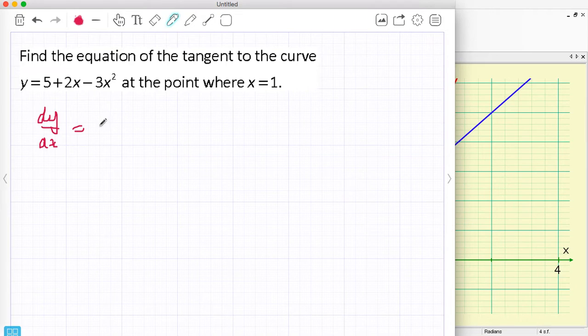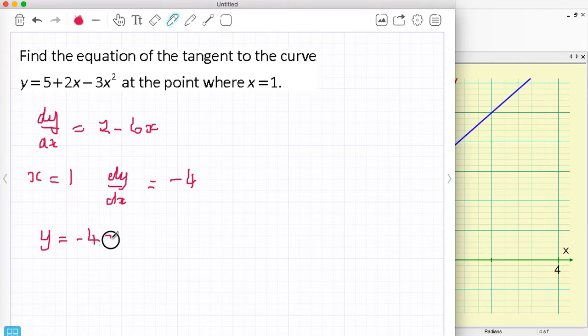5, 2 minus 6x. Put 1 in. And when 1 goes in, I get minus 4. 2 take away 6 is minus 4. So far I've got my equation: y equals minus 4x plus c.